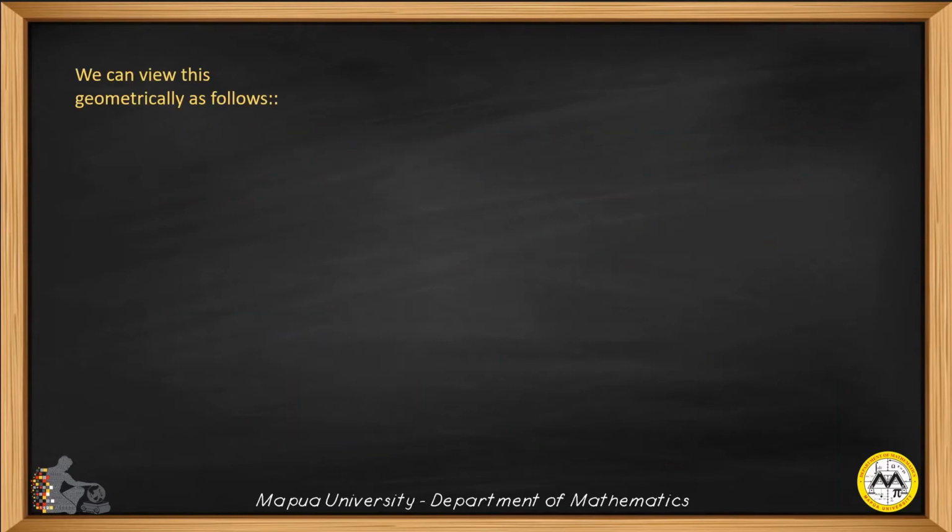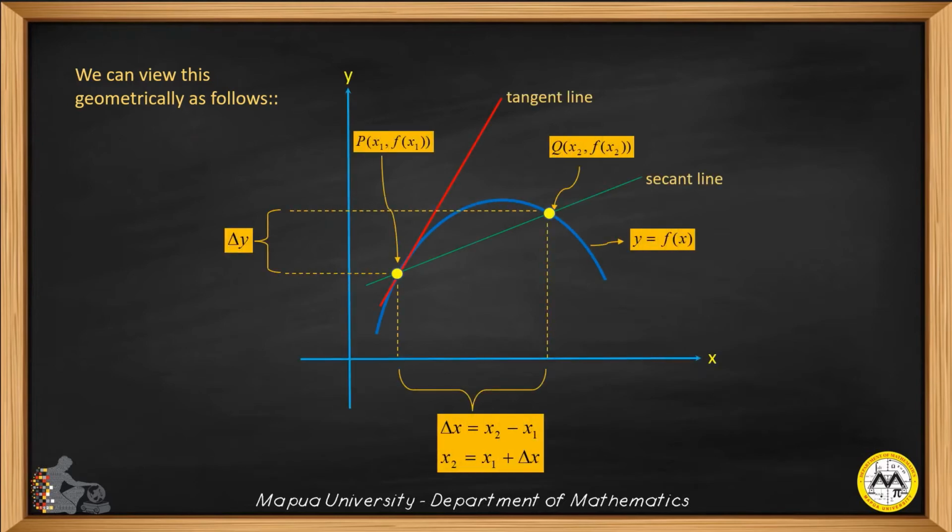The statement given earlier can be viewed geometrically as follows. Consider the graph of y equals f of x, given by the blue curve, and on this curve are 2 points P and Q with the corresponding coordinates. Please take note that if P and Q are connected with a line, then we come up with a secant line. A secant line is just a line that connects any 2 points on the curve.